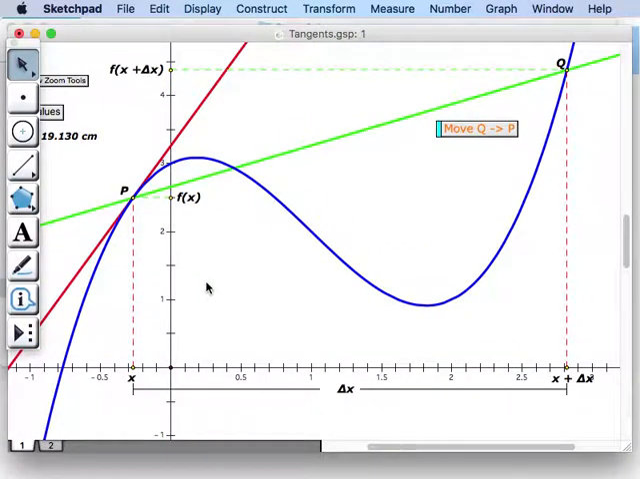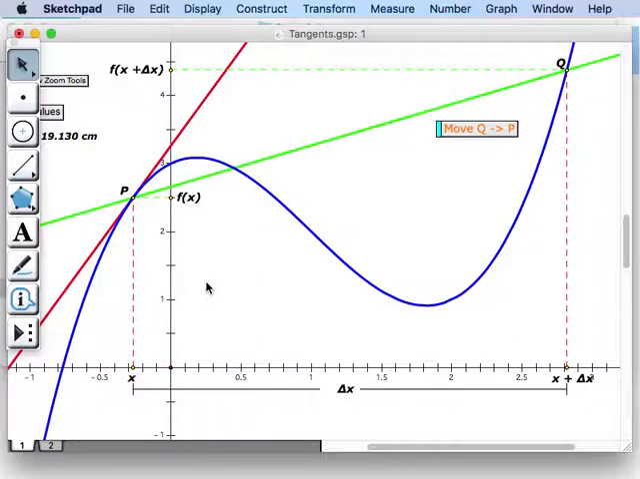Okay, so let's talk about what's going on in this picture. First of all, the blue thing is my curve. We're just going to call it f of x. The function, or what function generates that curve, is not important right now. It's just some function. You can pretty much guess what it is, but I don't care.